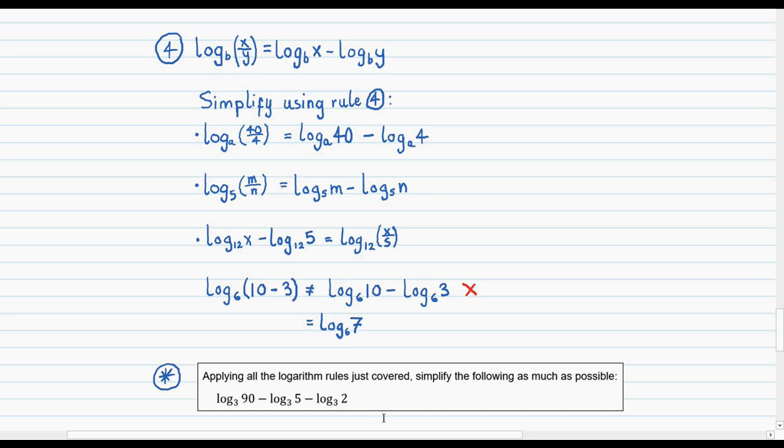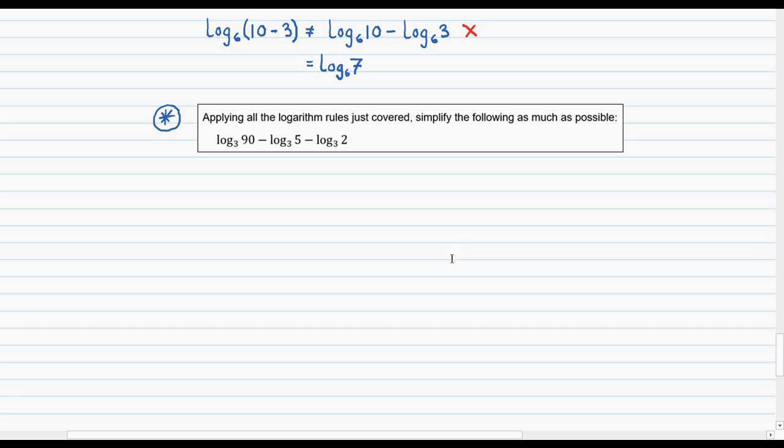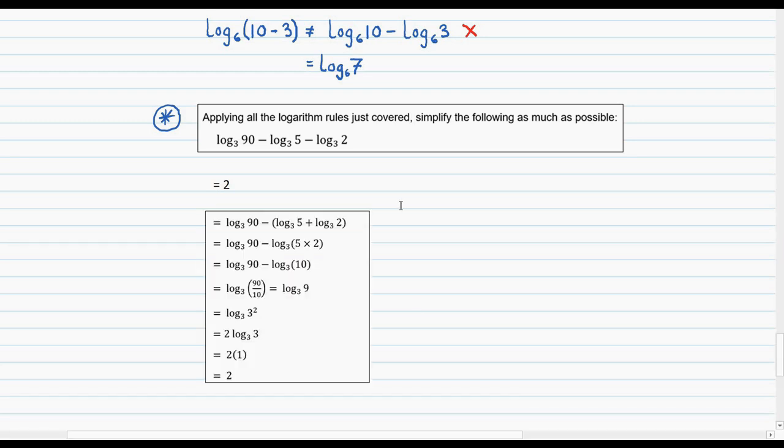Pause and try it out. And the final answer you get is a value of 2. If you've done some simplification and still have an answer with some logs in it, pause and play around with it a bit to see if you can get a value of 2. If not, here's the full working. You can go through this yourself. I'll now just summarize what we've covered in the logarithms video.